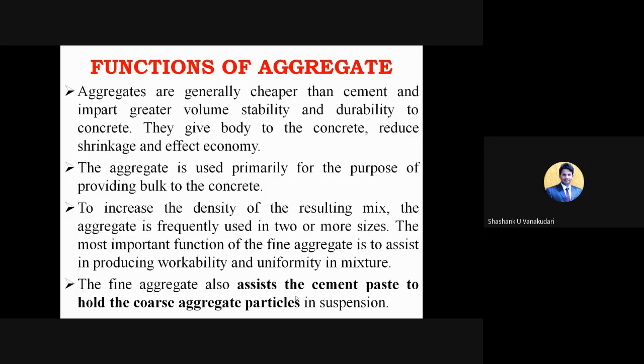Aggregates basically consume the maximum volume of the concrete, right? As we all know, concrete consists of the ingredients cement, sand, coarse aggregate, and then water. Apart from the cement, sand as well as the coarse aggregate are considered aggregates. These aggregates are cheaper than the cement, and they impart greater volume, stability, and durability to the concrete.